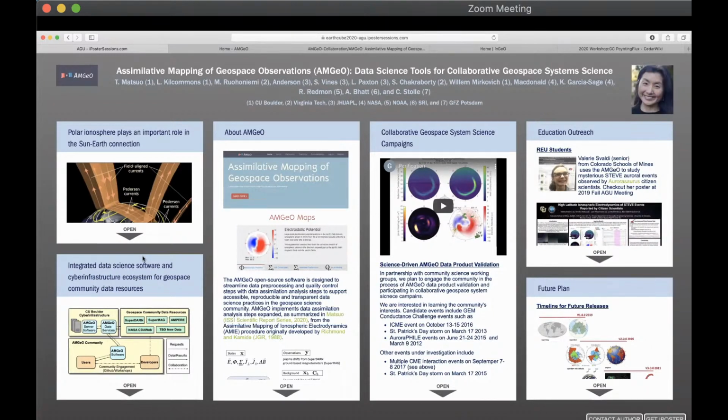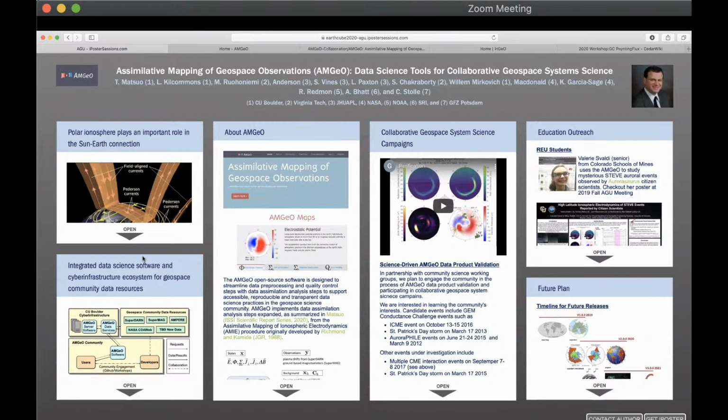I am Tomoko Matsuo from CU Boulder, and I'm the PI leading this ASCCUBE project together with co-PIs Mike Ruohoniemi from Virginia Tech and Brian Anderson, whom you heard from at the beginning, from APL and Johns Hopkins. What you're looking at is an iPoster. I made this iPoster for the RSCube meeting, which just happened last week.